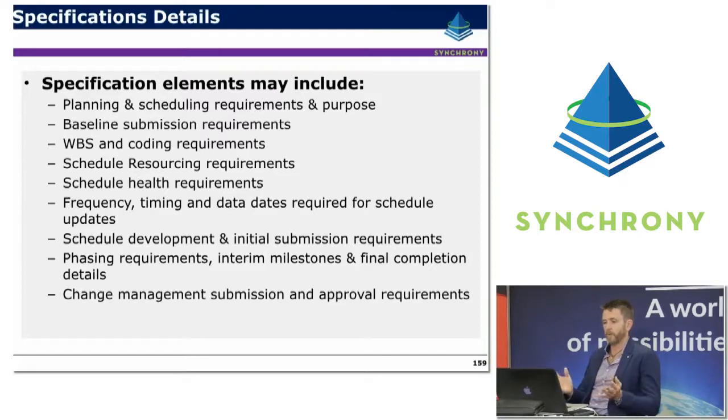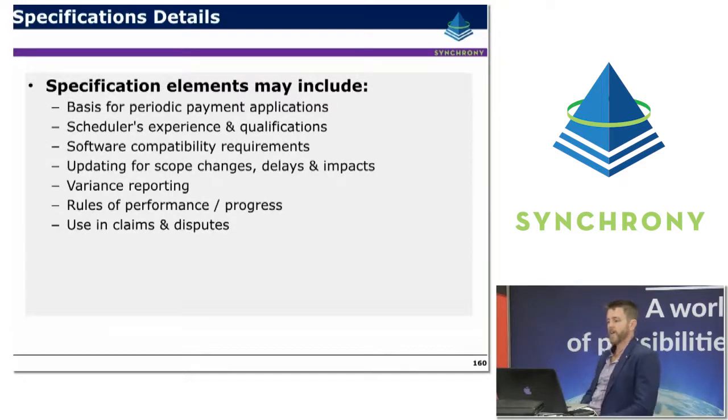Schedule development requirements and review requirements, phasing requirements, particular milestones or hold points might need to be identified. And as I mentioned earlier, identifying that change management process so that it's all fairly clear up front what the requirements are for the different groups. Specification may also include a basis for periodic payment applications. So this is a really key area in earned value management, getting that alignment between the claim process and the earned value management structure that's been set up within the EVM system.